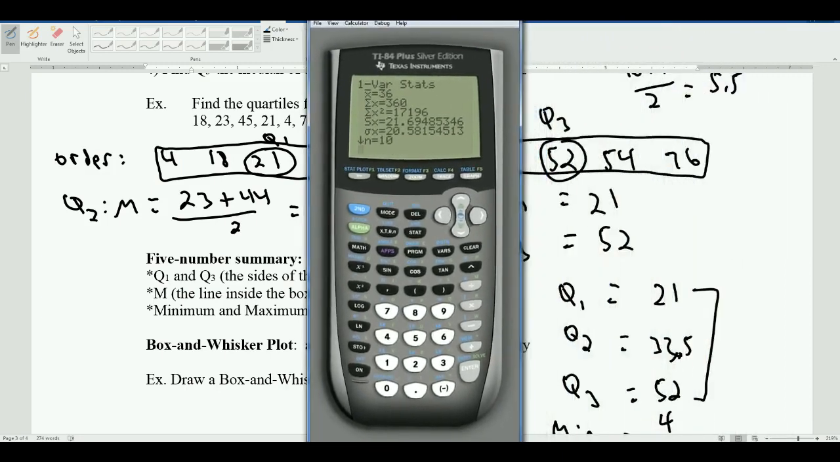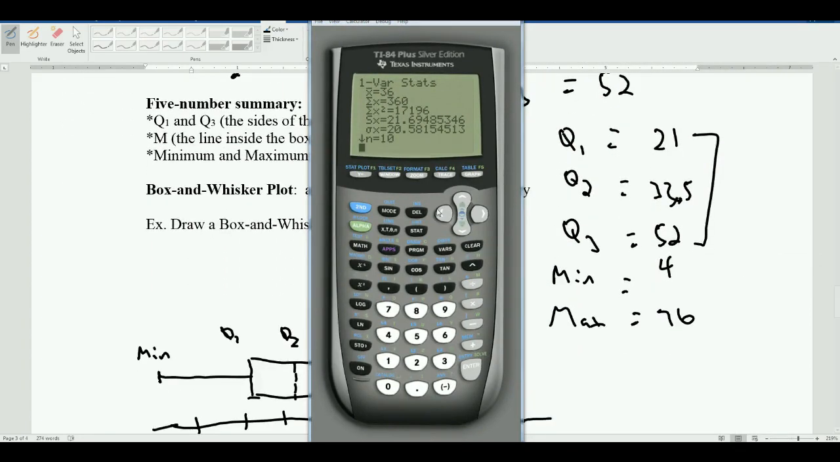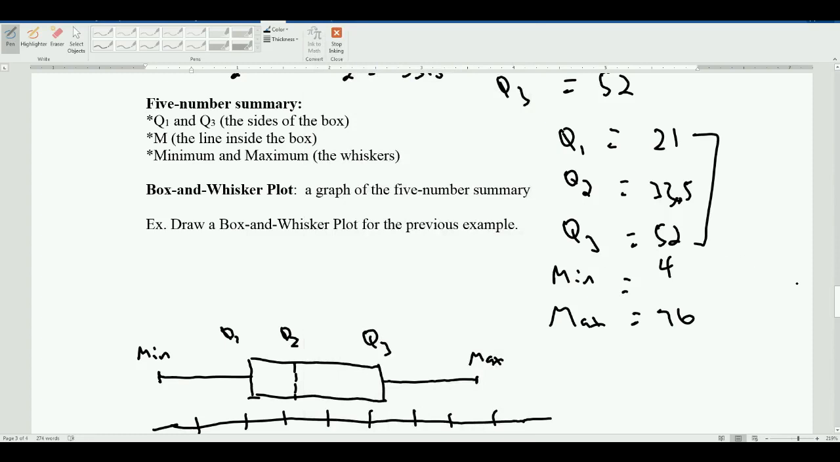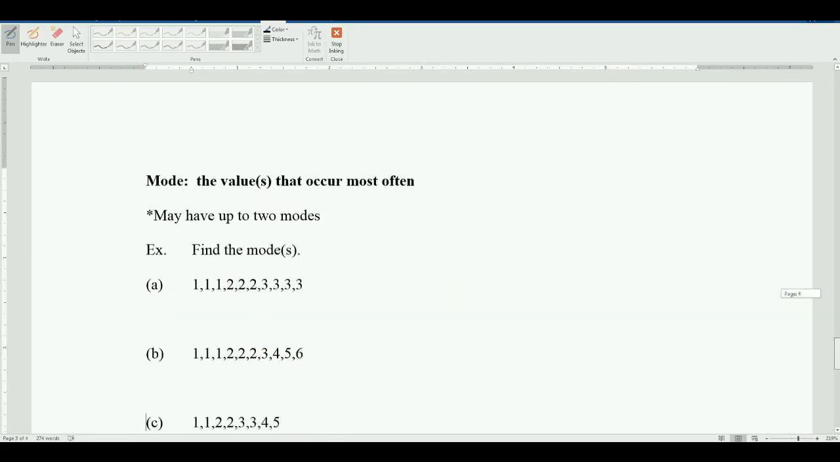Now I'm going to show you something. See that arrow? That means there's more stuff down there. See the minimum? 4. See the Q1, 21. Median, which is the same as Q2, 33.5. See that Q3 is 52. Max 76. There's your 5-number summary. What do you think about that? Yeah, thought you'd be impressed. So just keep that in mind.